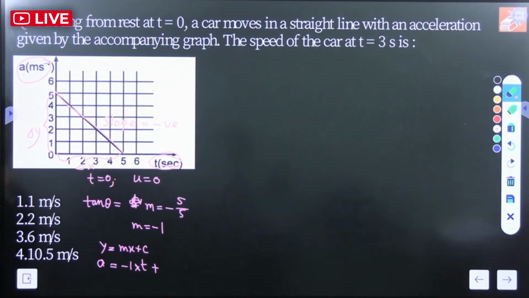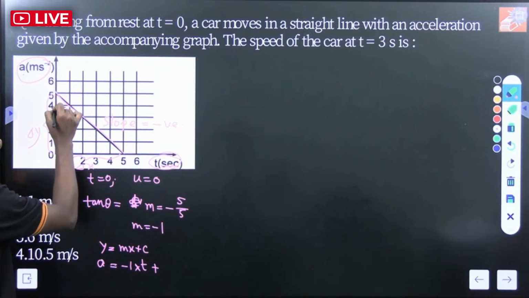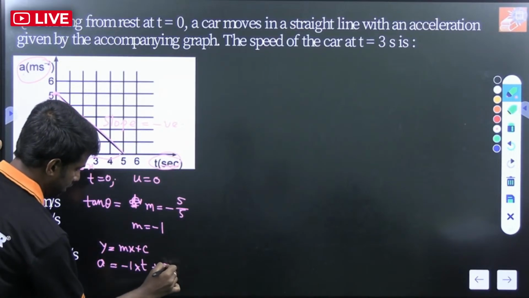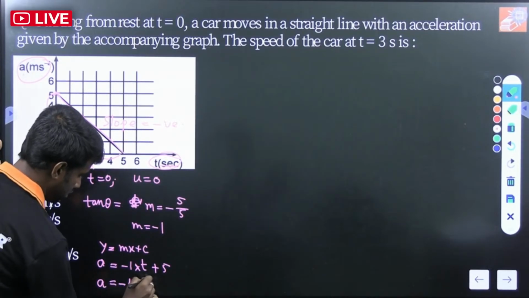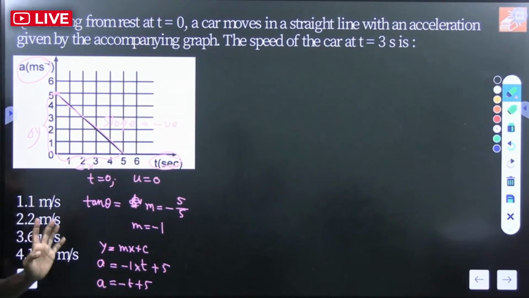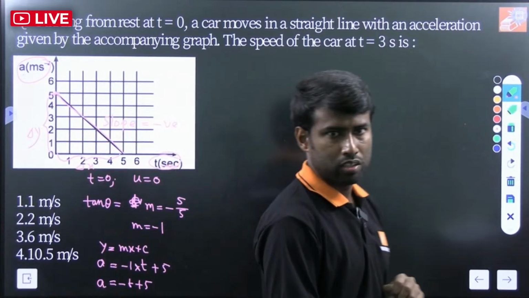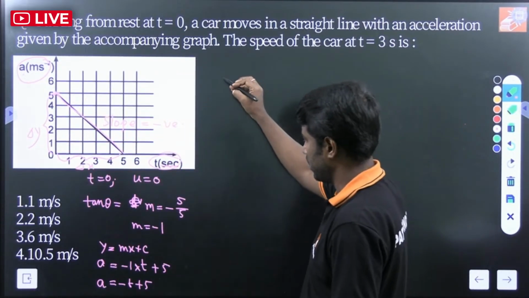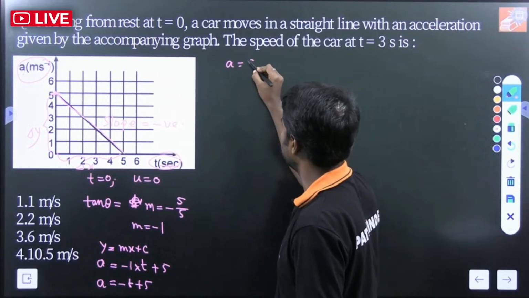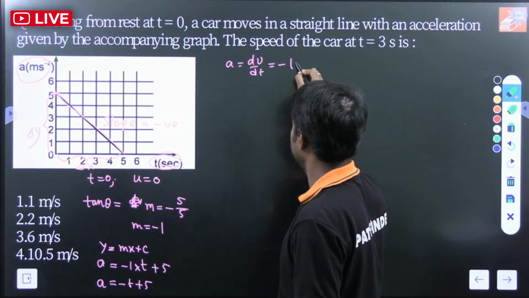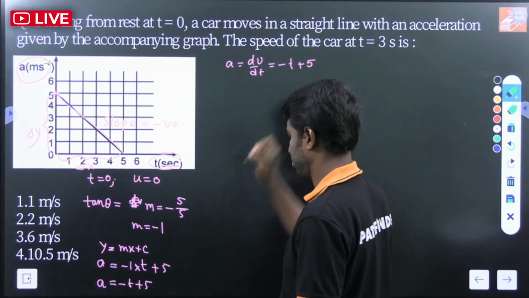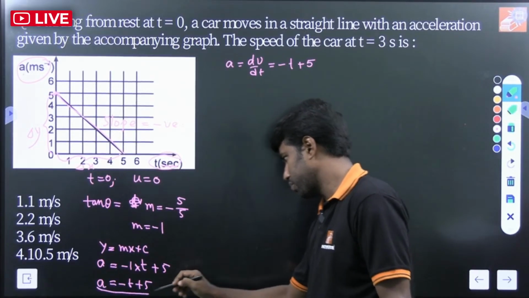The c value is the value where x equal to 0. That means on the y-axis, where it cuts, it is 5. So acceleration is equal to minus t plus 5. So we have acceleration, now we can find out the velocity. So how to find velocity? Just you have to see that equation. Acceleration is nothing but the rate of change of velocity, which is minus t plus 5. Okay? Minus t plus 5 is the acceleration.